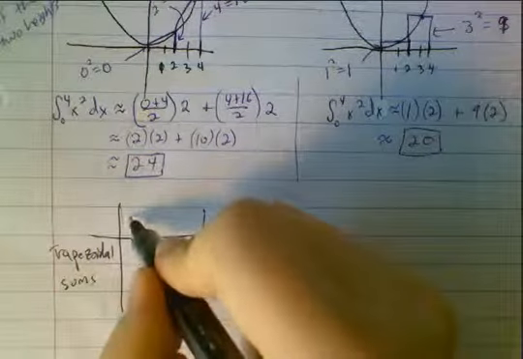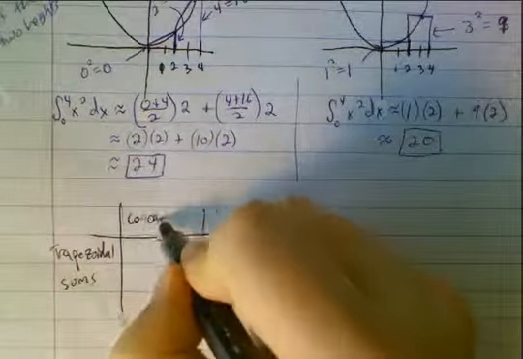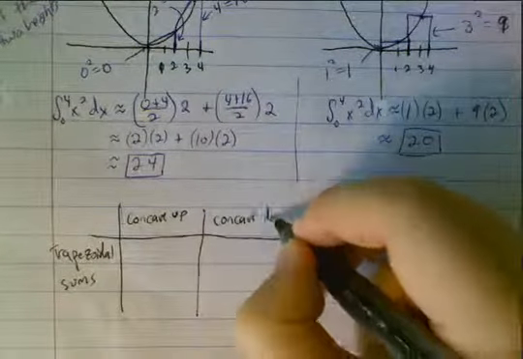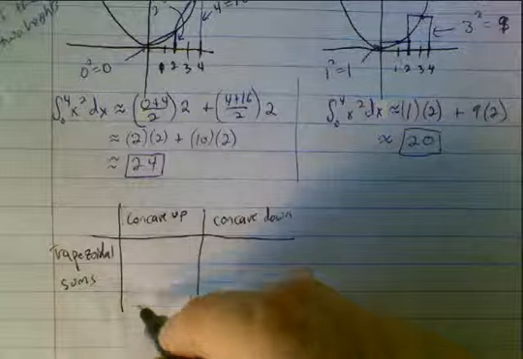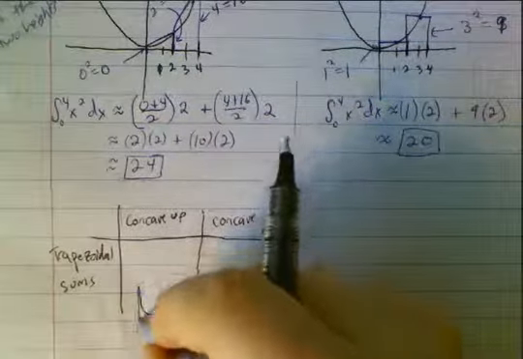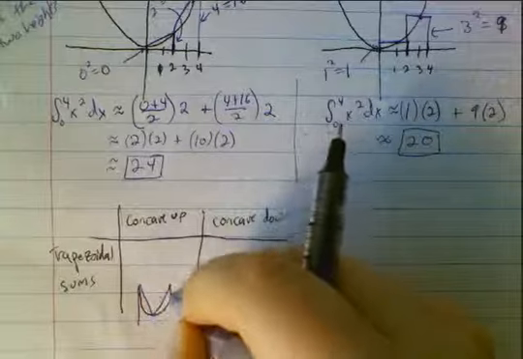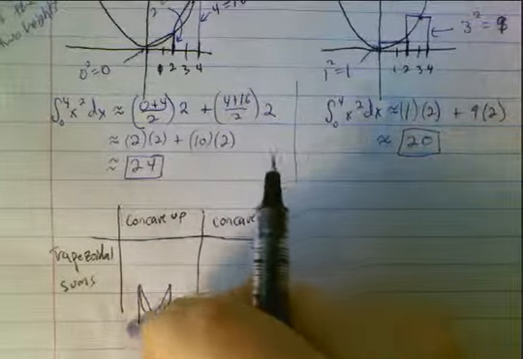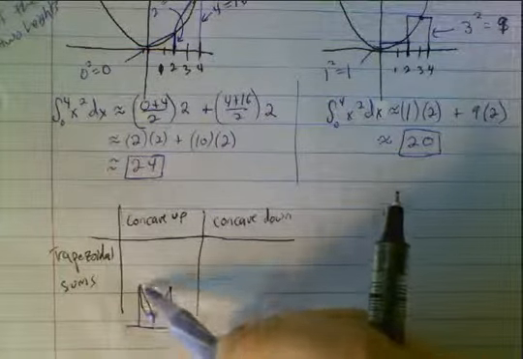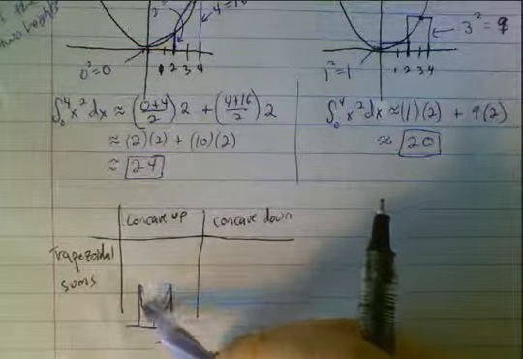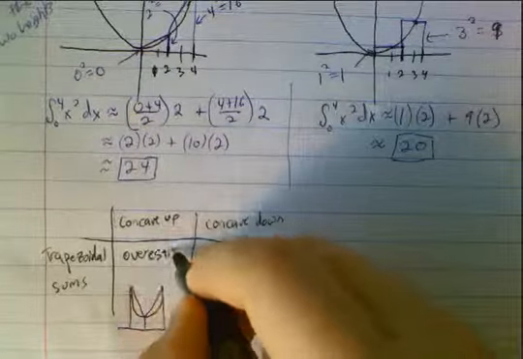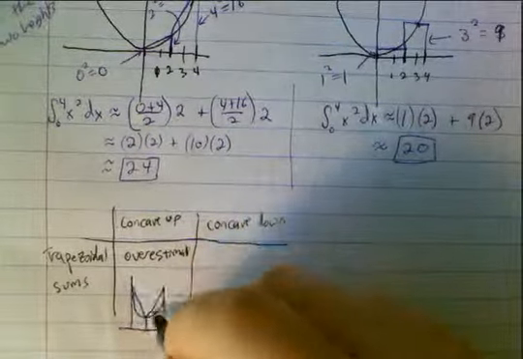differently based on whether the function is concave up or concave down. So for example, if it's concave up, and we're going to draw our little trapezoids, whether it's increasing or whether it's decreasing, when we connect these points, this is going to overestimate. Here's our little curve here.